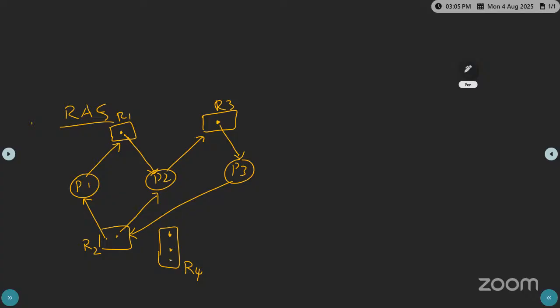R4 means it can be shared, three users or three processes can use it. Next one, resource R1, how many instances do we have?